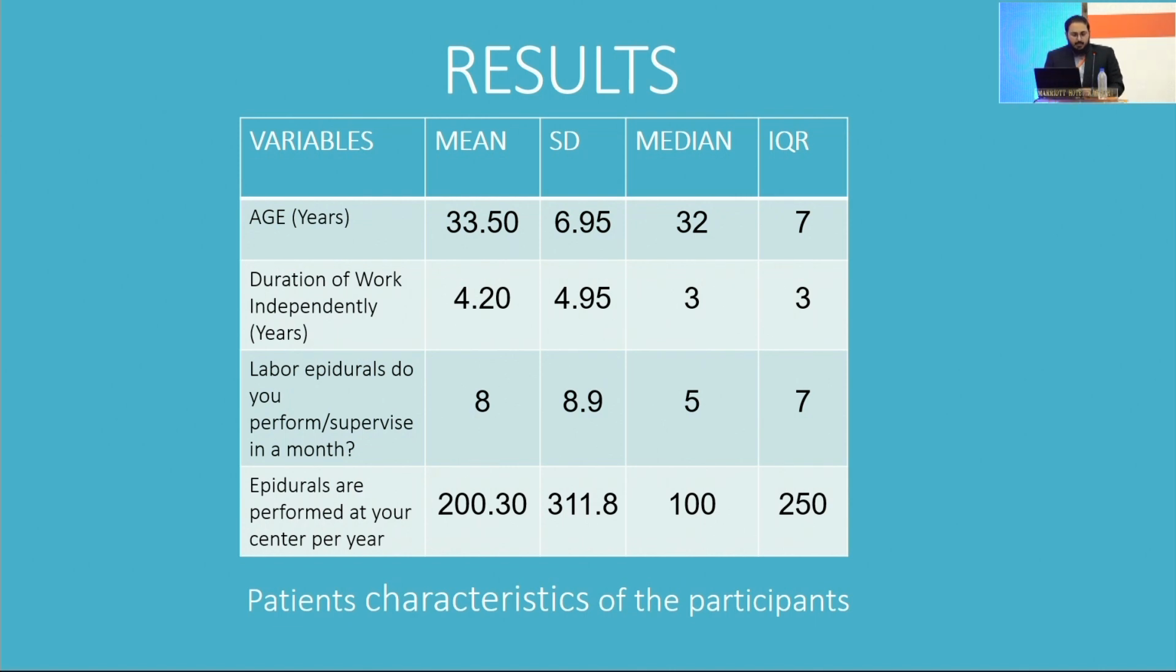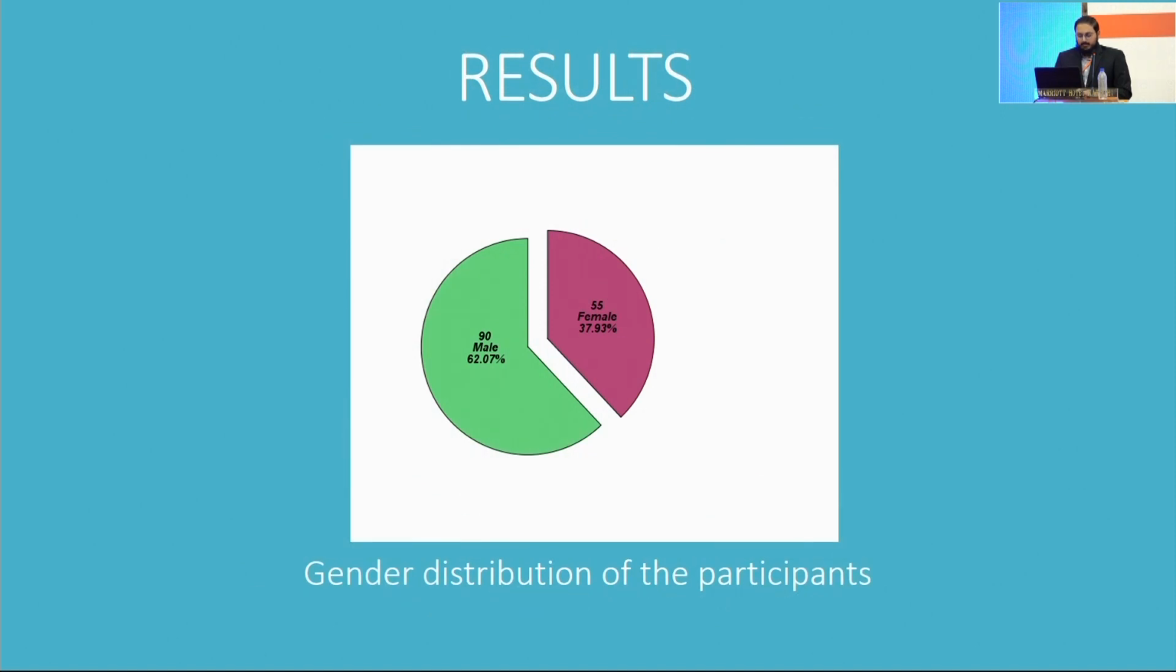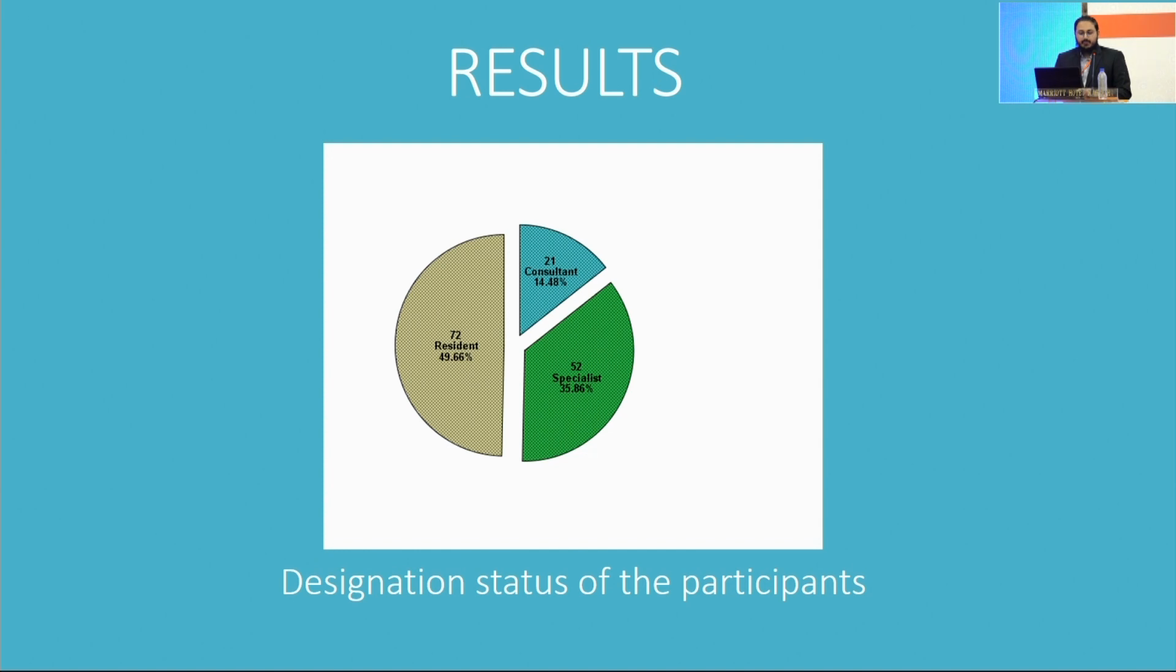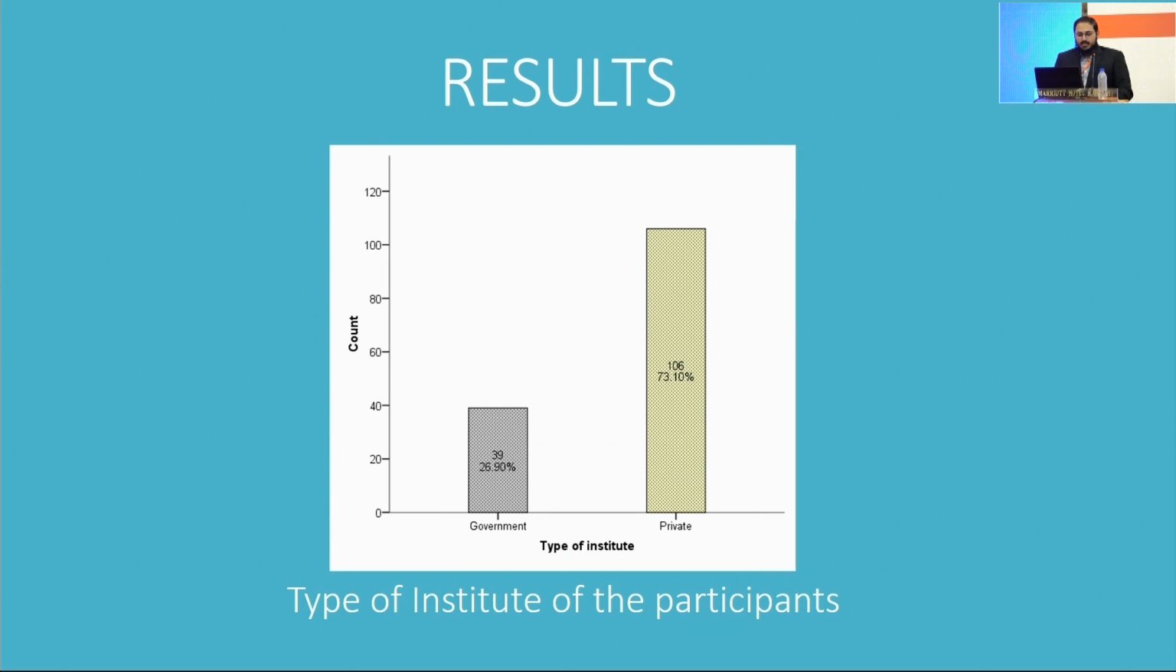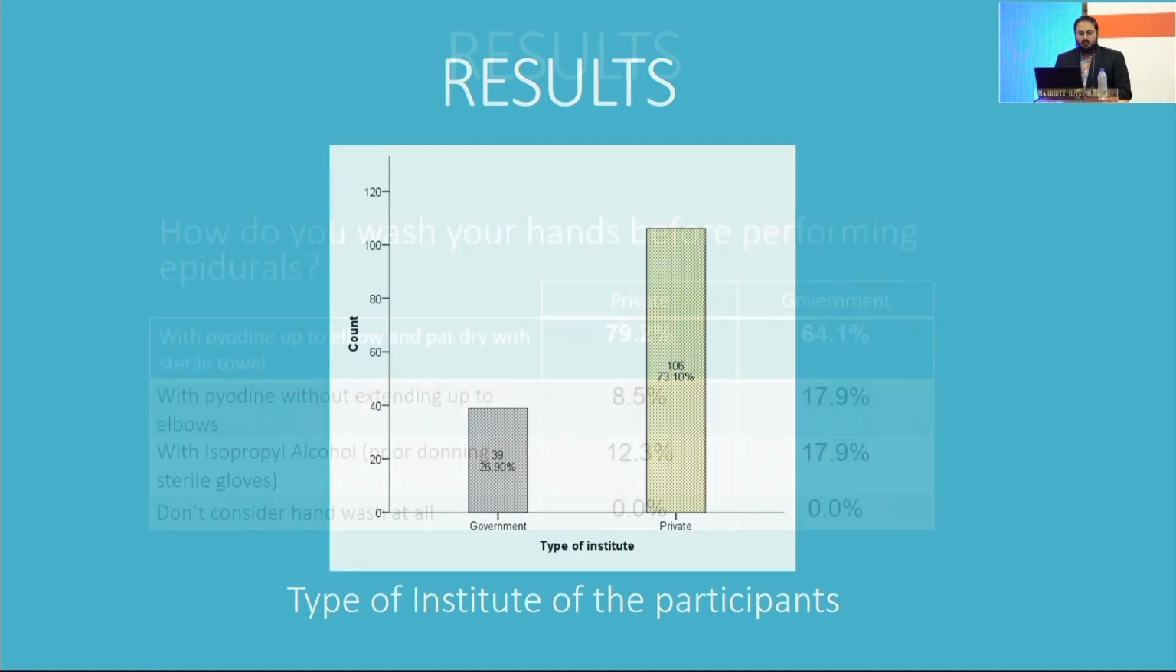So these are some results. The mean age of my participants was 33 years, and they had been working independently in their hospitals for 4 years. The labor epidurals they performed or supervised in a month were 8, and the epidurals performed in their centers were 200 per year. This is the gender distribution. 50% were residents, 35% were specialists, and the rest were consultants. 73% were from private setups, and the remaining were from government setups.